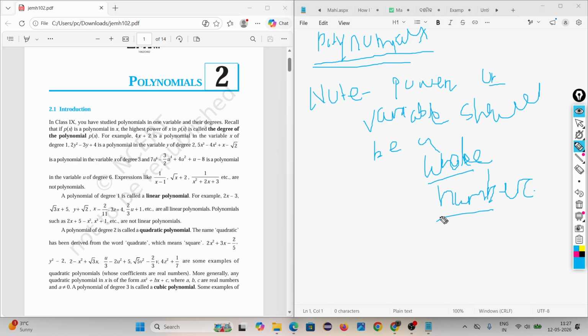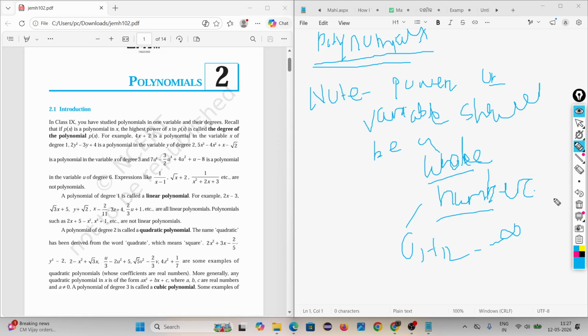What do you mean by whole number? Starting from 0, 1, 0 to infinity. So what is the major difference between algebraic expression and a polynomial? An algebraic expression has power that may or may not be a whole number. But a polynomial has the power of a variable always a whole number.